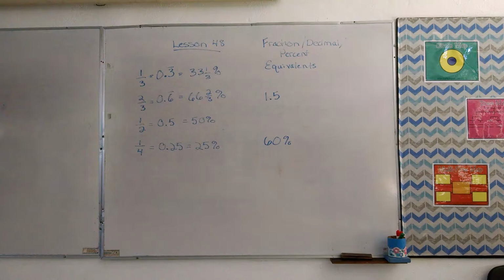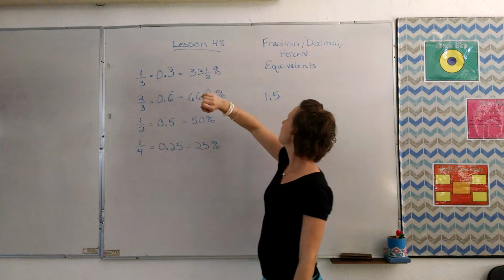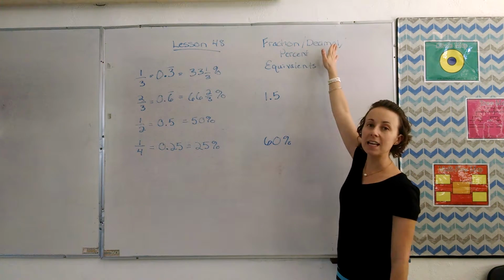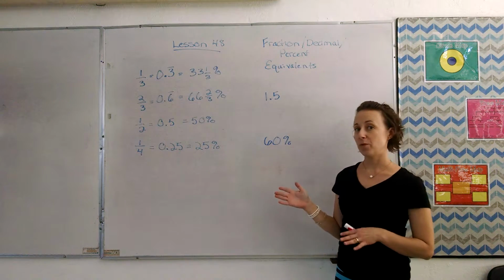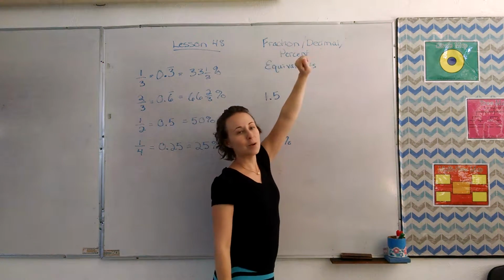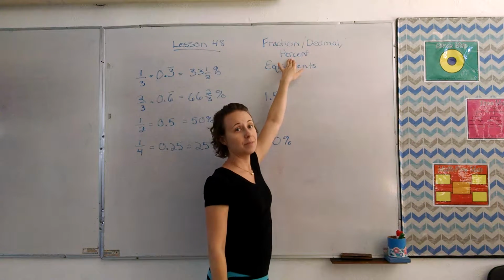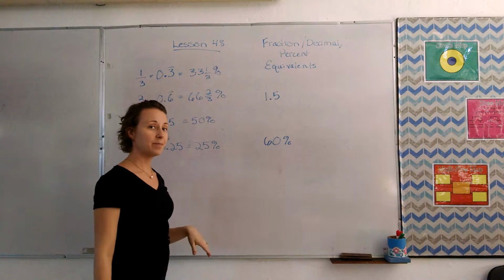This is Saxon Math for 6th grade. Today we're going to be working on lesson number 48. We're going to be looking at fraction, decimal, and percent equivalence. We've done this before, just a few lessons ago. We learned how to change a fraction to a decimal and a decimal to a percent. You're going to want to go back and use those notes to help you with some of our work today.